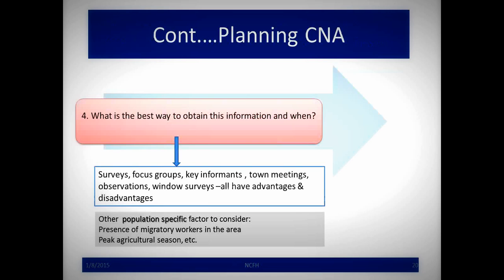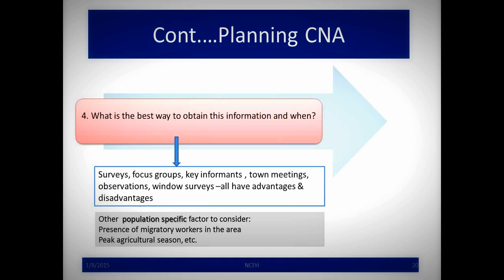Next, we need to determine the best way of obtaining the information that you need. For example, do you want to use surveys? Focus groups, informants, town meetings, observation, so-called windshield surveys, or all of the above? All of them have advantages and disadvantages.